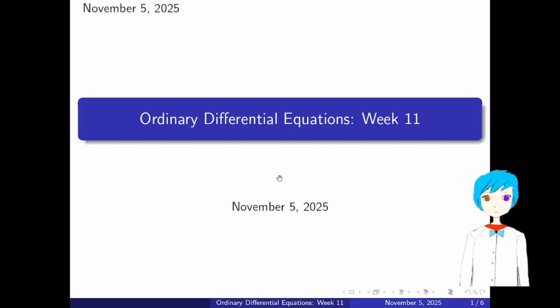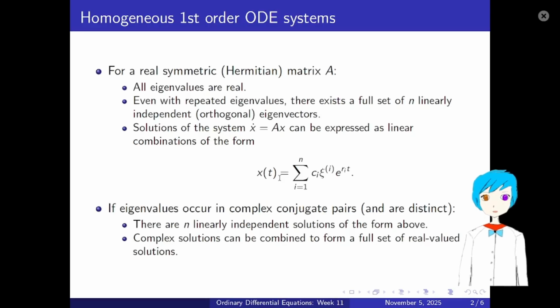Today we're going to do a review of our week 11th lecture for the ODE course. In this week, we talked about homogeneous constant coefficient first order ODE systems. So that is to say, we talked about the system x dot equals Ax, where A, this matrix, is constant. The coefficients do not depend on the time variable t.